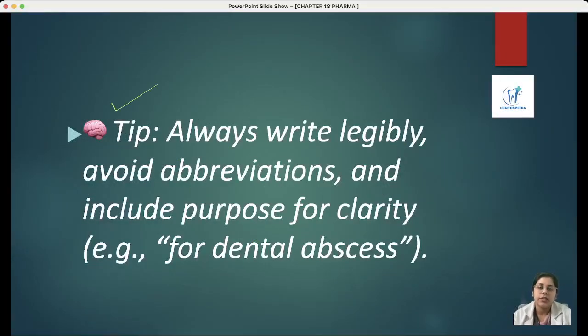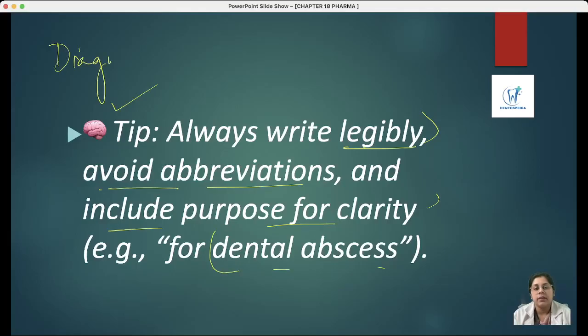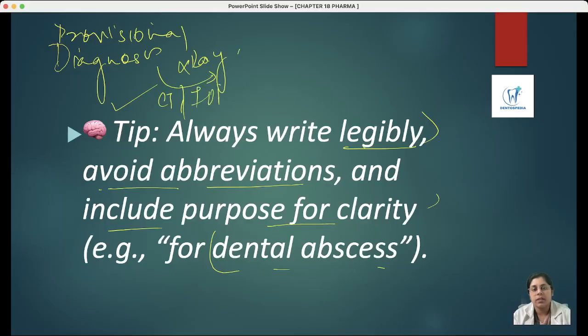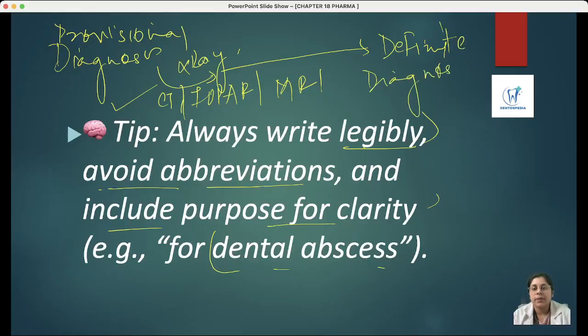Now, what is a tip? Always write legibly, avoid abbreviations, and include the purpose for clarity, for example, for dental abscess. The first thing you have to write is mostly the provisional diagnosis if you haven't seen the X-ray. Provisional diagnosis, and after the X-ray you have done, whether it's a CT scan or IOPAR, or MRI, you have to write the definite diagnosis, so everything should be clear, so that if the patient goes to any other dental practitioner all over the country, they should have a clear-cut history of the patient.